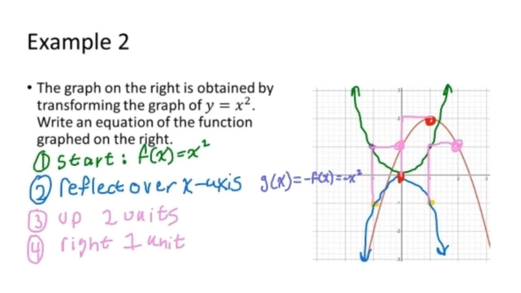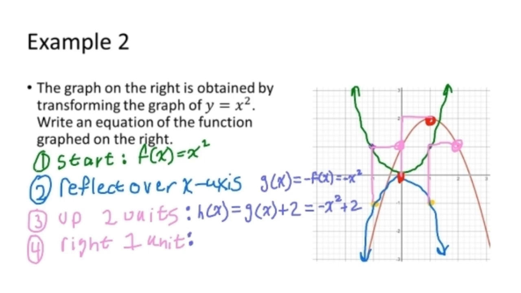Now from g of x, we shifted up 2 units. So if I call my resulting graph when I shift up 2 units h of x, because I'm transforming g of x, that's going to equal g of x plus 2. Plus 2 outside because we went up 2 units. Well, g of x is the negative x squared, so my h of x is negative x squared plus 2.